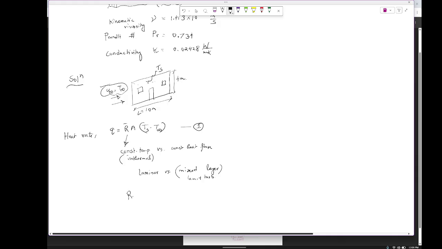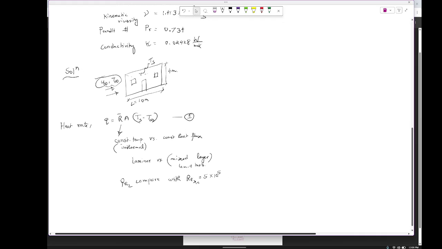You decide by finding the Reynolds number L and comparing it with Reynolds number xc, the critical Reynolds number. Remember what that is? It's 500,000. So you have to find the Reynolds number for the side of the wall. How are you going to find it? Let me write that: airflow parallel to the 10 meter side of the wall.